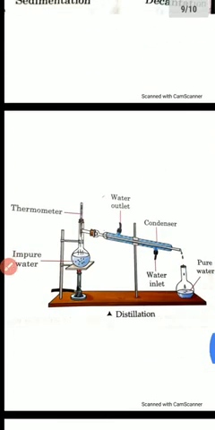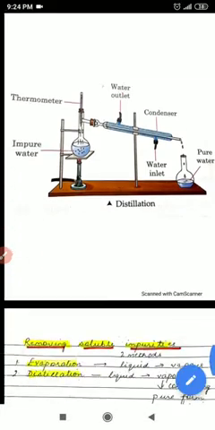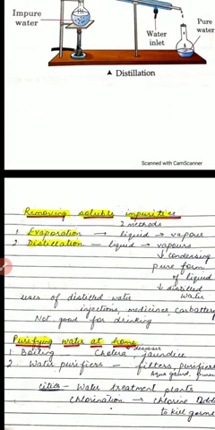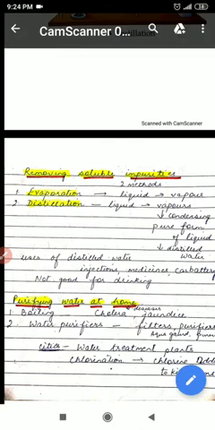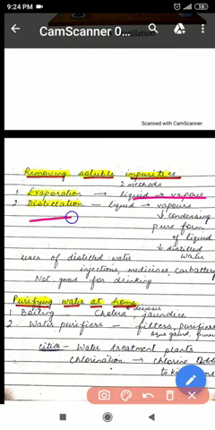Now we have to remove the soluble impurities also. Soluble impurities can be removed by evaporation and distillation. You all must know evaporation, when the liquid state is converted into the vapor state. So with the help of evaporation we can remove soluble impurities.